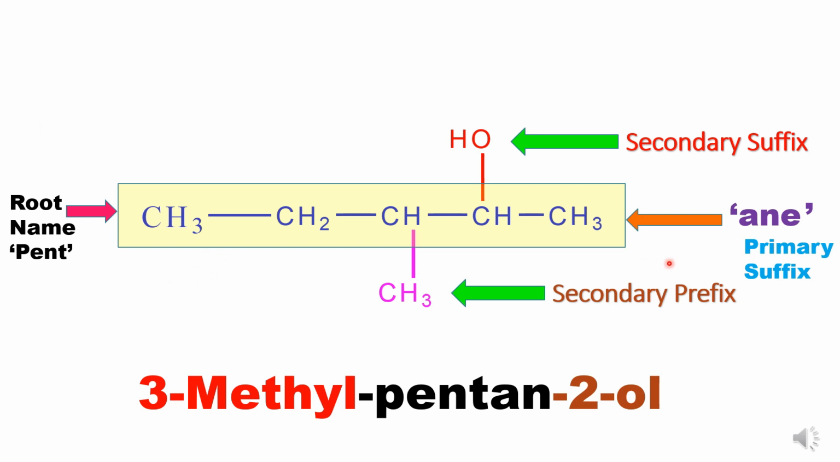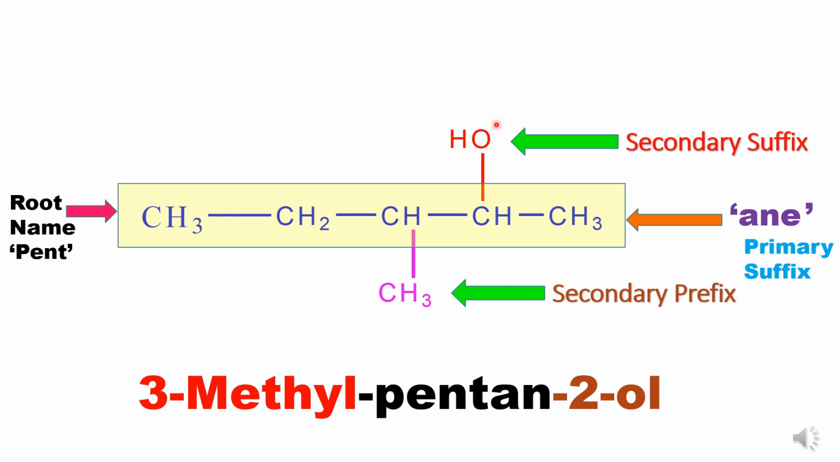Let's take an example to understand all three components. Here you can see the structure of 3-methylpentan-2-ol. In this structure, the root name is pent because of the presence of 5 carbon atoms in the chain. You can see the first carbon, second carbon, third carbon, fourth and fifth carbon. All the bonds are single bonds, so this compound is an alkane. So we can write pent plus ane. Here ane is the primary suffix.